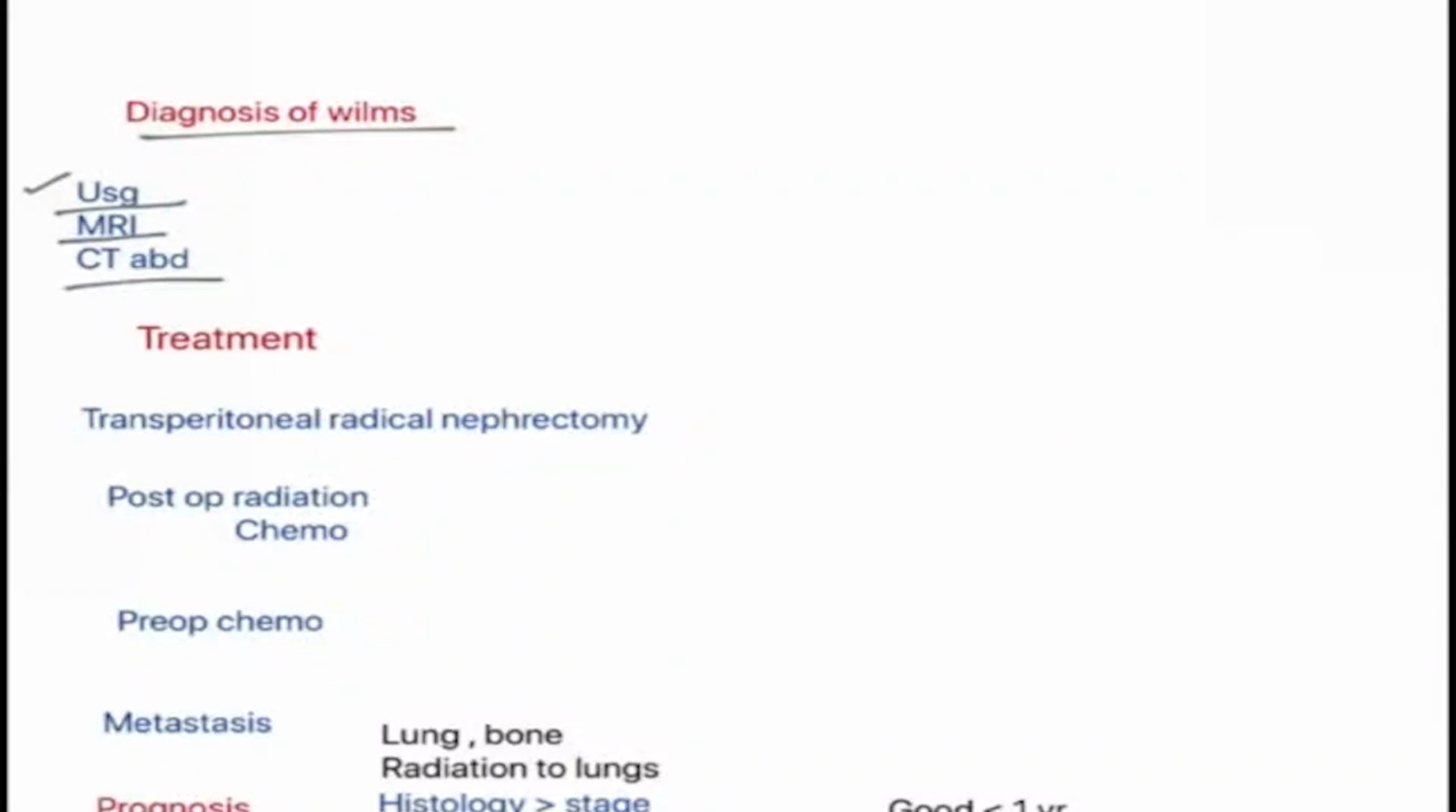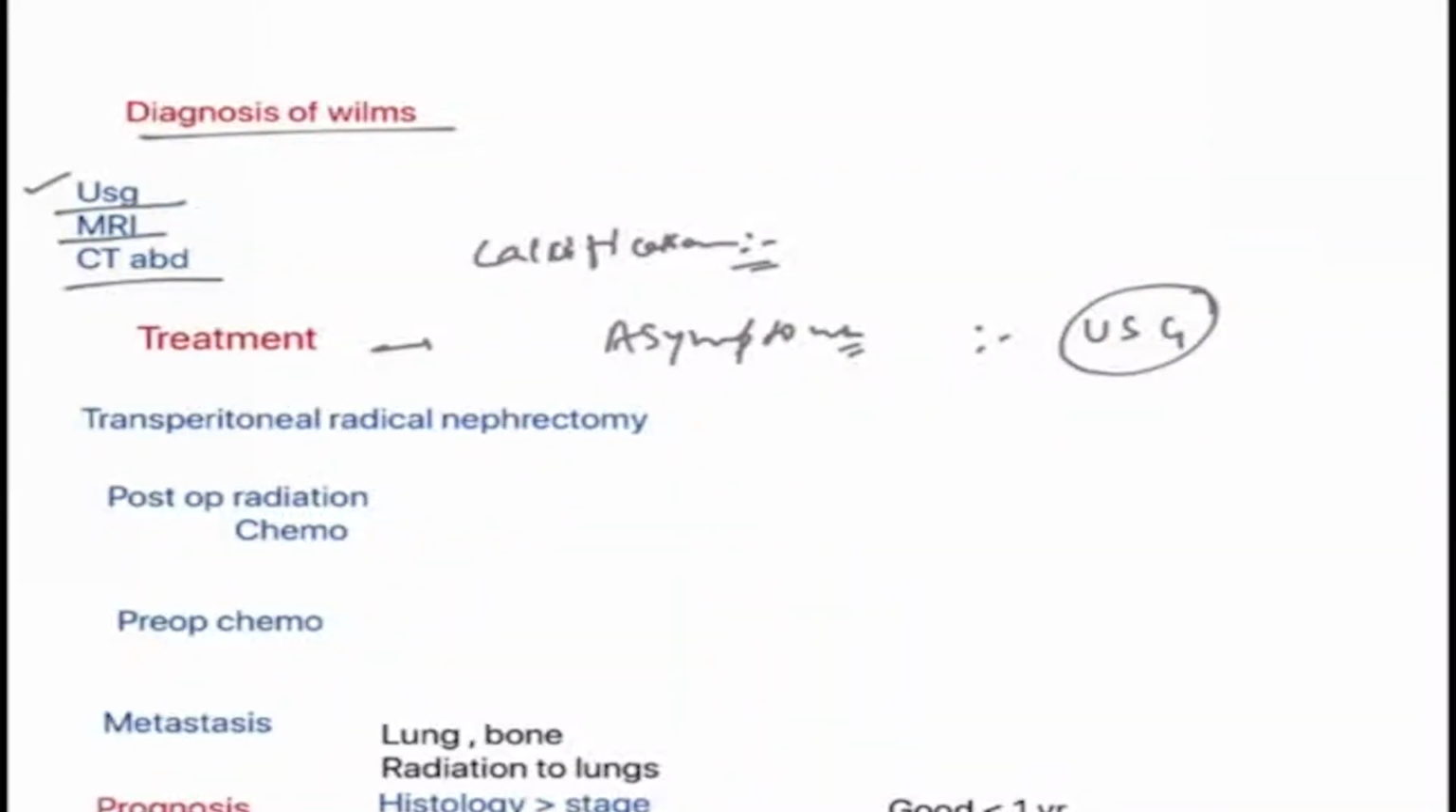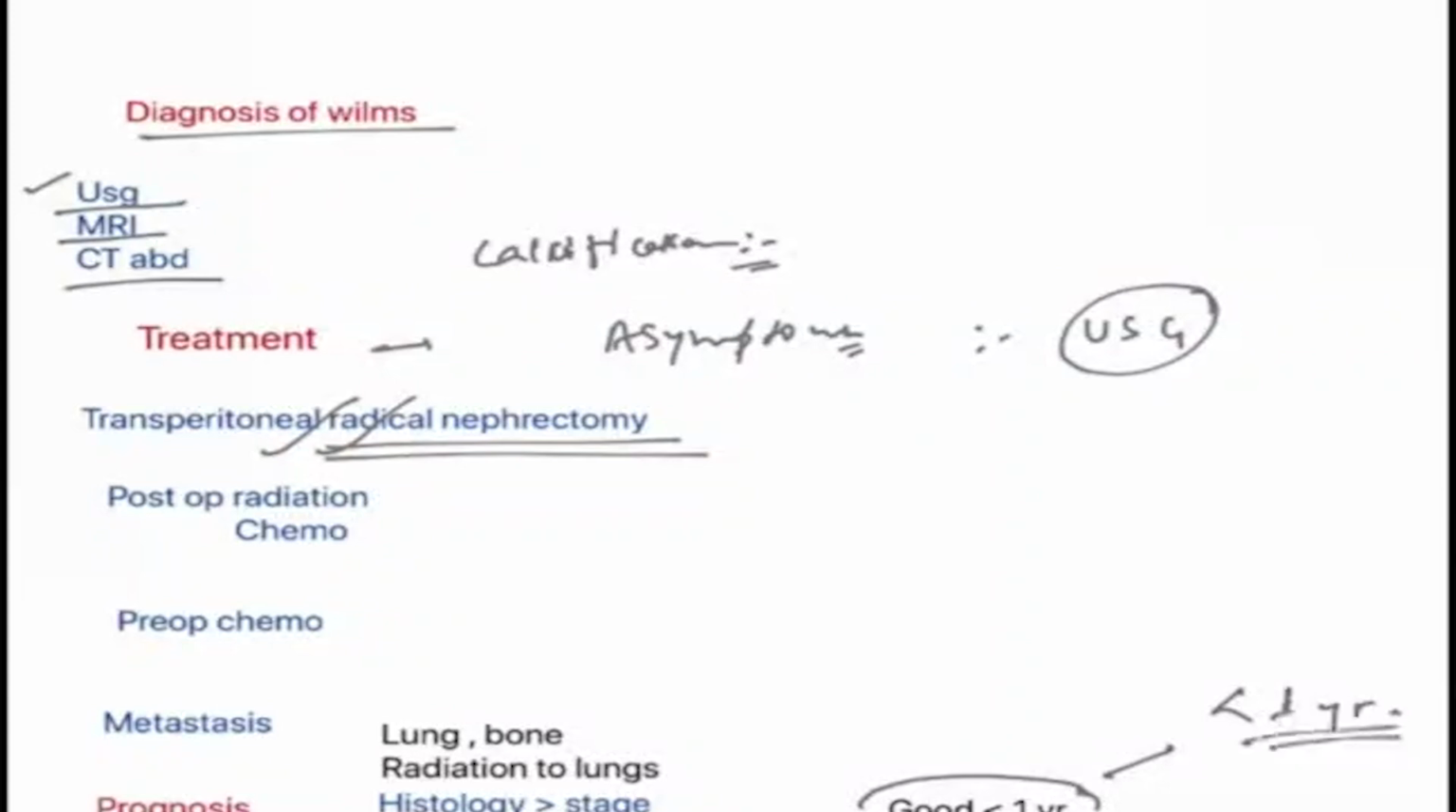Now coming to the diagnosis of Wilms. Diagnosis is done by ultrasonography or MRI or CT abdomen. Calcification is also present in Wilms tumor, which is detected on radiology. Treatment for asymptomatic tumors. Also, when the diagnosis is done prenatally, then radical nephrectomy is the treatment of choice, because if the treatment is done before 1 year, then it is good prognosis.